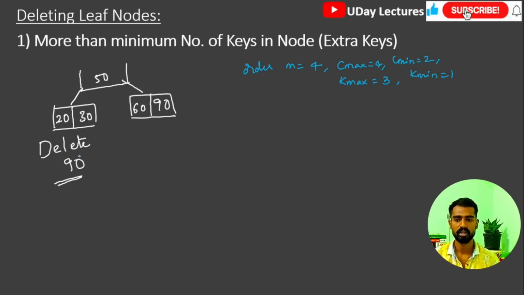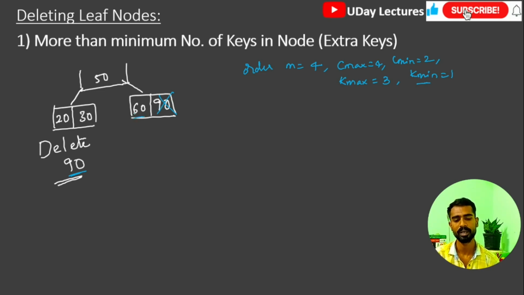And if I'm asking to delete a value called 90 in this particular B-tree, where it has to have a minimum of one key in any given node, and you see all the nodes have at least one key, and I have to delete 90 here, since it is a leaf node, I can delete it directly. And after we delete 90, we are still having one key value, which is 60. So it is having an extra key.